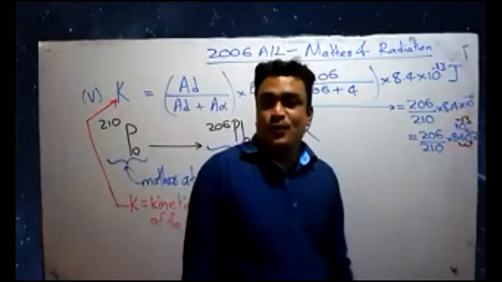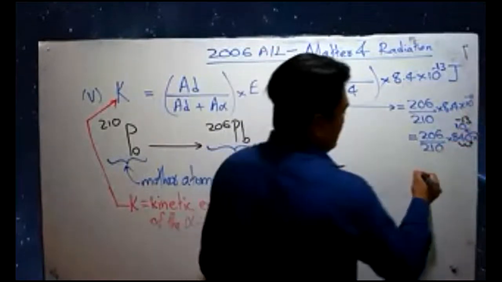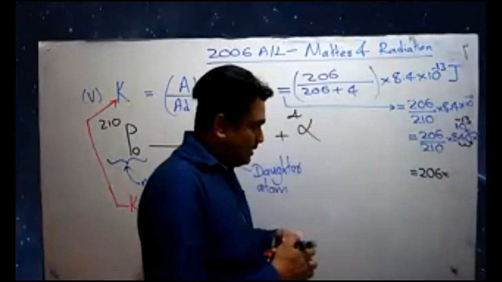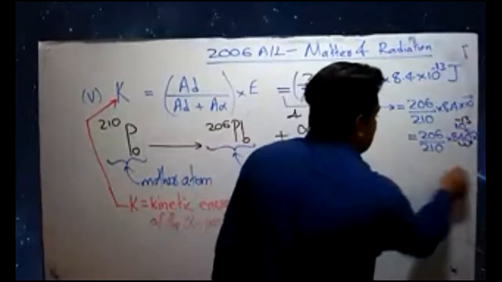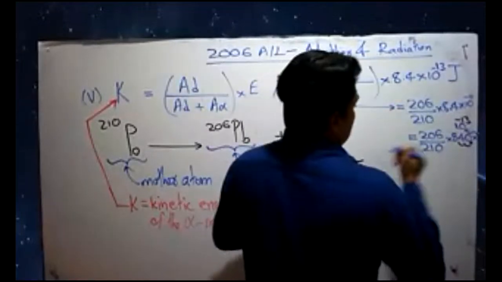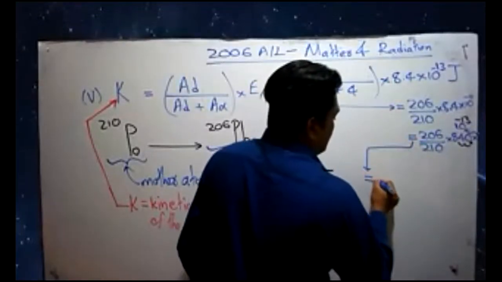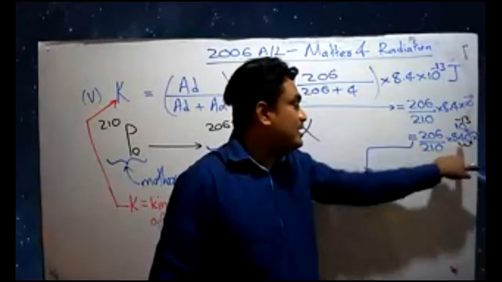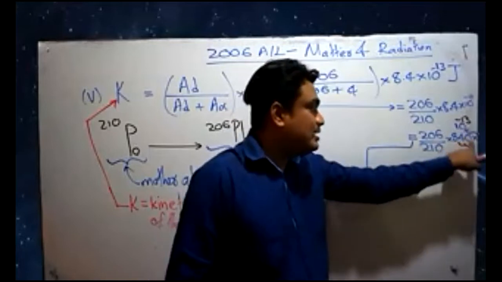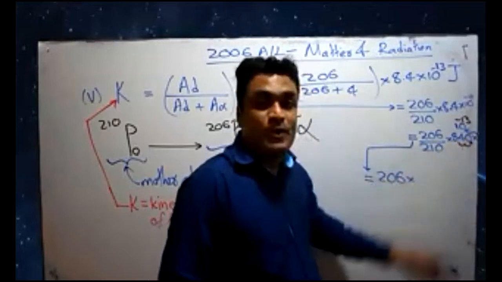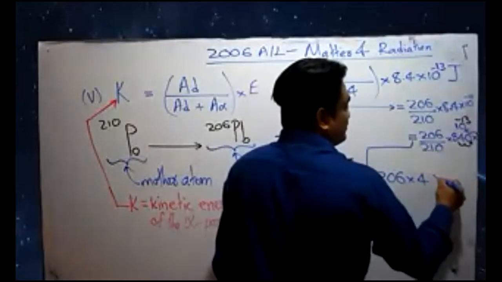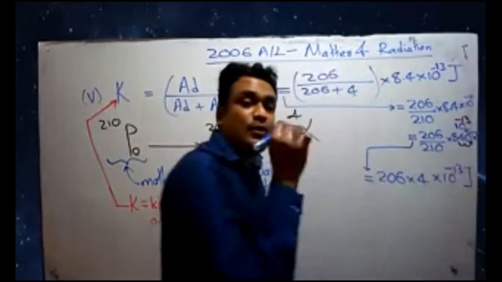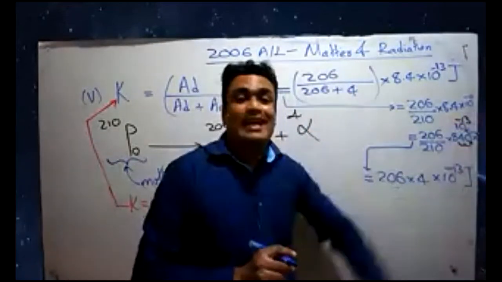What is the advantage of writing 8.4 as 840? The advantage is this, you see, I can write 206 multiplied by 840 divided by 210. This 0 and this 0 cancelled out. 84 divided by 21 is 4. Got it? Into 10 to the power minus 30. So that's the advantage of writing 8.4 as 840.